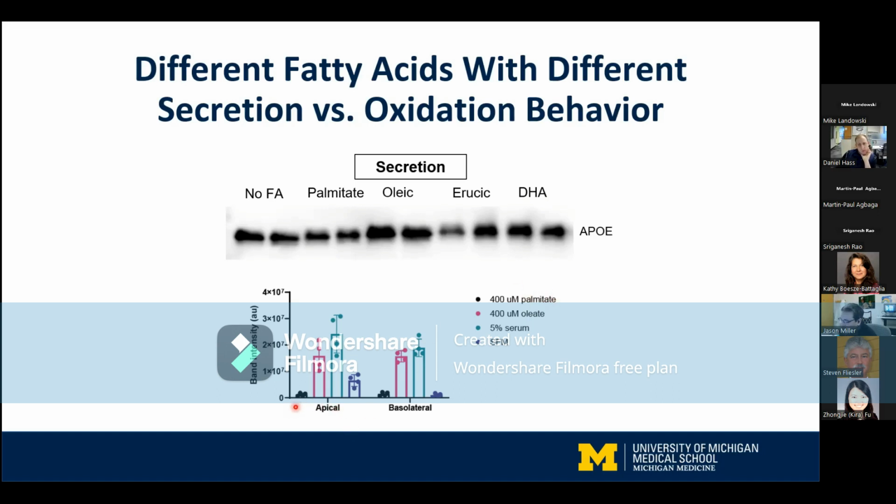I have to say, it doesn't feel this dramatic to me normally, but the quantification came out this way: here's palmitate in terms of the amount of ApoE secreted, which is basically the same as when you put in just serum-free media. And when you put in oleic acid, you get a lot more ApoE secretion, pretty comparable to if you have just serum around.